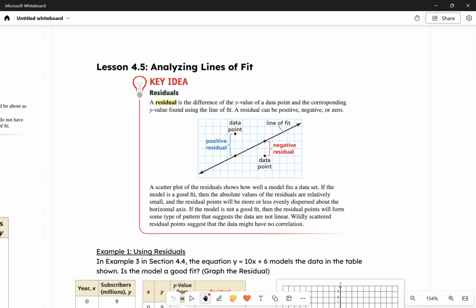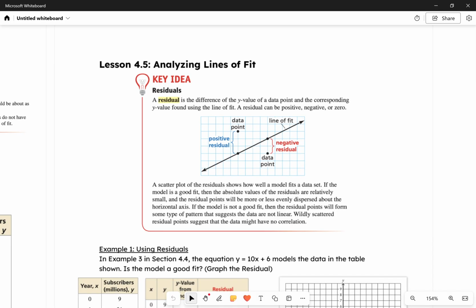Okay, so today we're going to be talking about how do we take a look at a line of best fit and determine, is it actually accurate? Okay. So the first way that we do that is by looking at the residuals. Okay, so a residual is the difference of the y value of a data point and the corresponding y value found on the line of fit. Okay, a residual could be positive, negative, or 0.